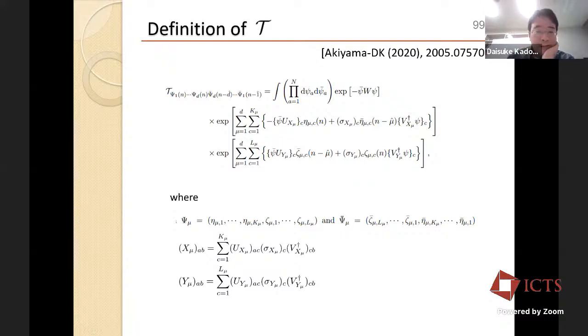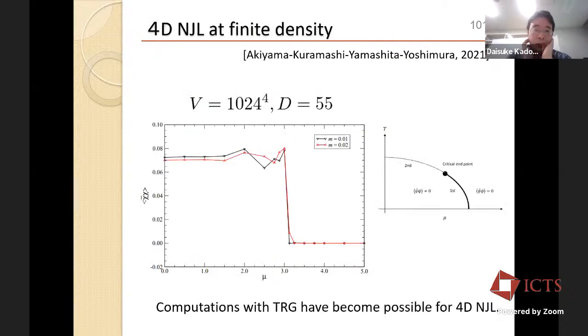So once the Grassmann tensor network representation is obtained, you can apply the Grassmann TRG method to evaluate the value of the partition function given by the Grassmann tensor network. Okay. So this figure shows a chiral condensate which is obtained from the 4-dimensional NJL model at finite density.